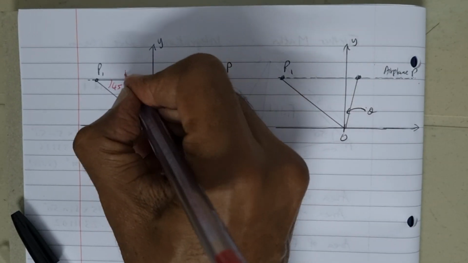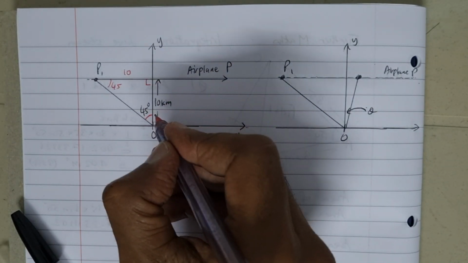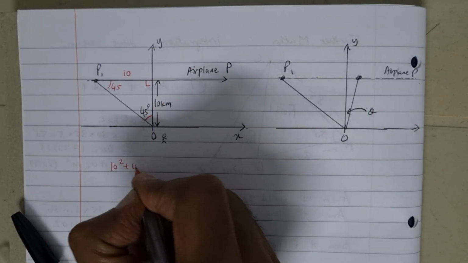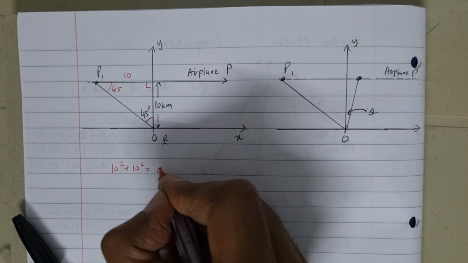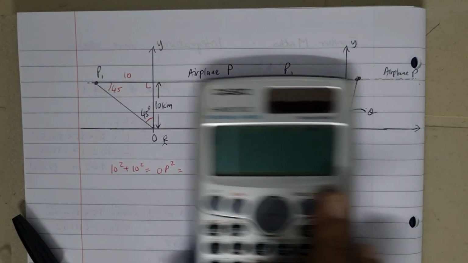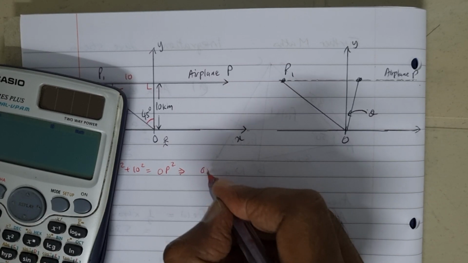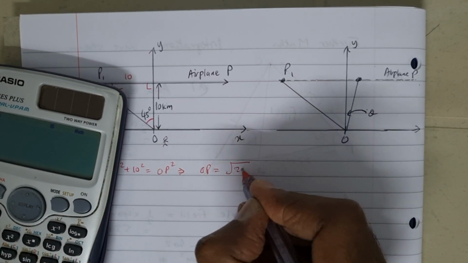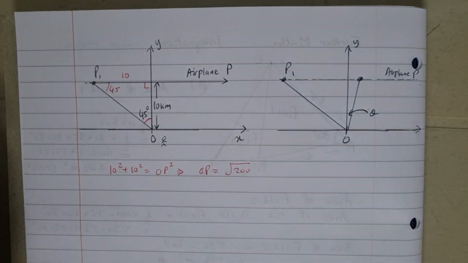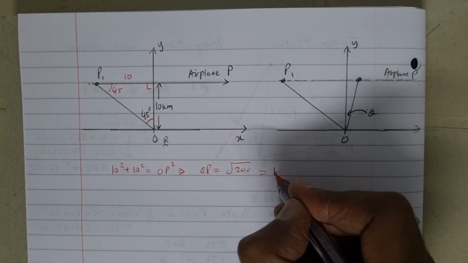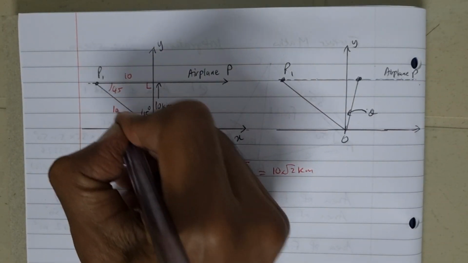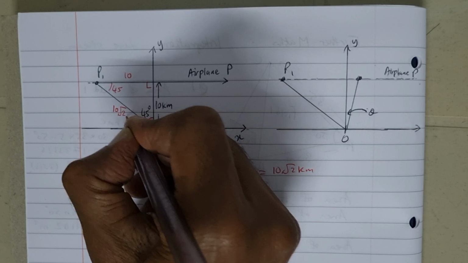So if this is 10, this is going to be 10, and if you use Pythagoras' theorem, we get 10 squared plus 10 squared is equal to OP squared. So basically we get 200, and then OP is the square root of 200. The square root of 200 is 10 root 2. So that's going to be 10 root 2 kilometers, and that is this distance here.